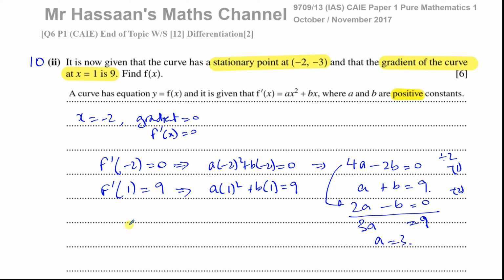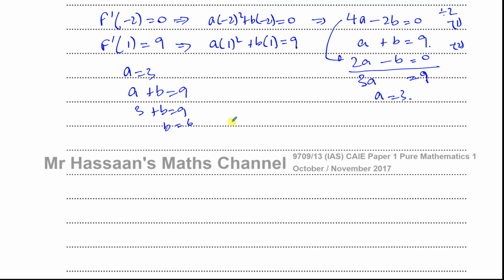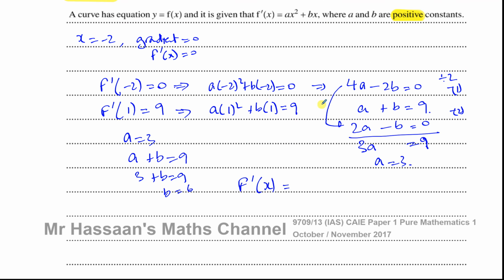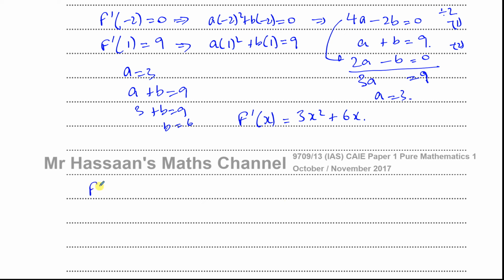And if a is equal to 3, then you've got a plus b equals 9. So 3 plus b equals 9, which means b is equal to 9 minus 3, which is 6. Okay, so we end up with our gradient function f dash of x going to be a, which is 3 times x squared plus 6 times x. So that's our gradient function, f dash of x equals 3x squared plus 6x.